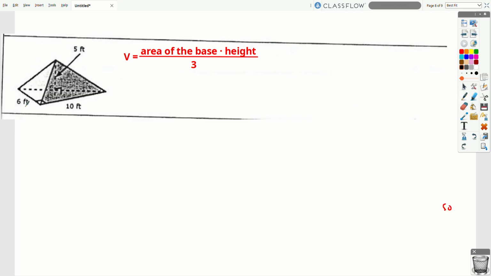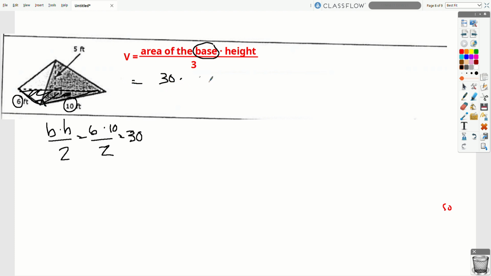Area of the base multiplied by the height. The base this time is a triangle. And so we know area of a triangle is base times height divided by 2. We look for this symbol, base and height of the bottom triangle, 6 times 10 divided by 2, giving us 30. So that is going to be area of the triangle, 30. And we're going to multiply that by the height of the whole thing, which in this instance is 5. And then we're going to divide all of that by 3, which gives us 50 cubic feet.